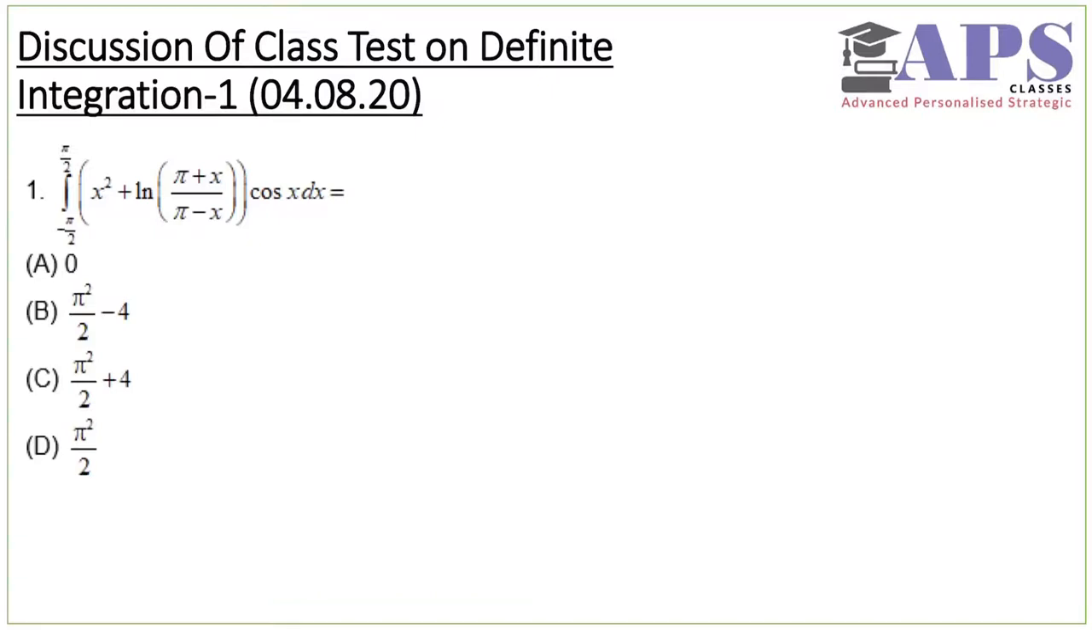In question number 1, the limit is minus pi by 2 to plus pi by 2, and let us check the functions involved here. This function is an even function. This function, if we check, will be an odd function, and the outside function is an even function. So when you multiply, even into even will become even, and even into odd will become odd. That's why that part will become 0.